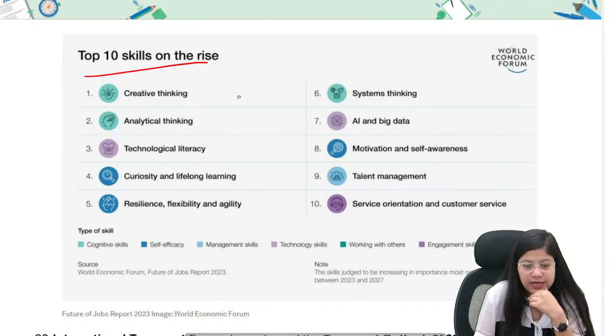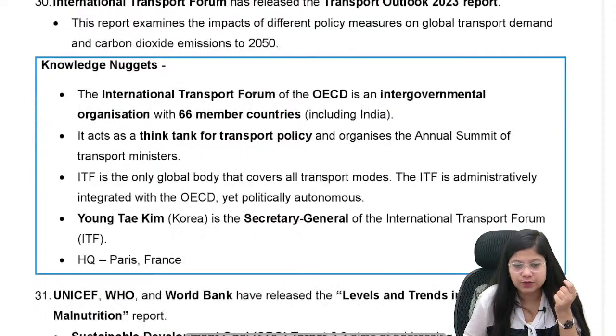Top 10 skills on the rise. I think this was the same picture above. Okay. So let's move ahead.